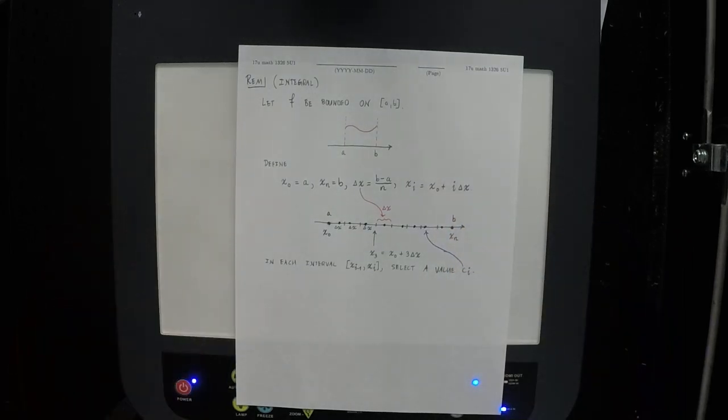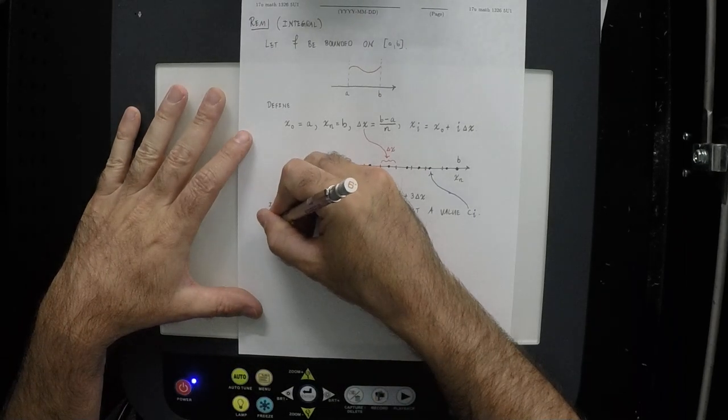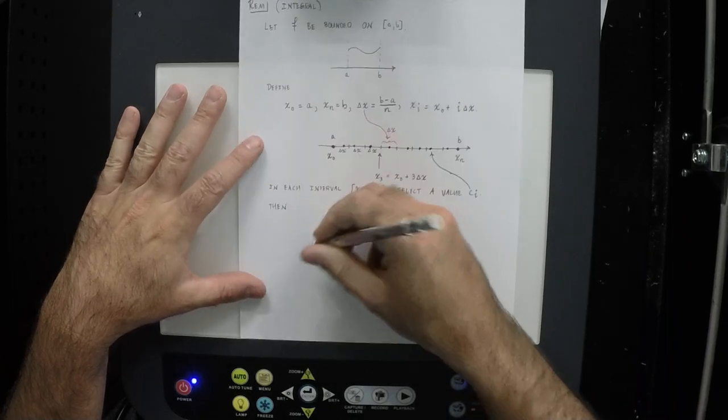Now, we're not going to talk about how to select them because it's just open-ended, and in this class it's not relevant. But for those of you who might get really excited about math and say, you know what, I'm going to be a math major, then you're going to have to learn all about selection procedures and things like that. But we're glossing over the matter. Suppose you select a value ci. Then the picture looks like this.